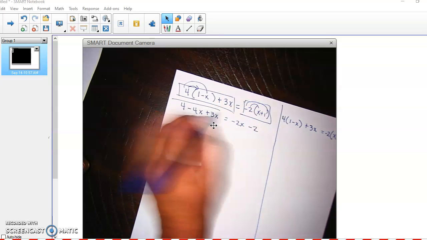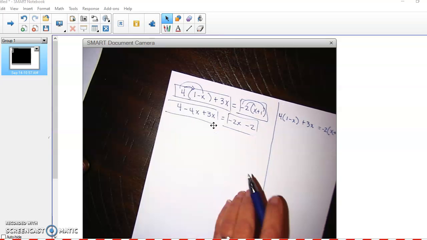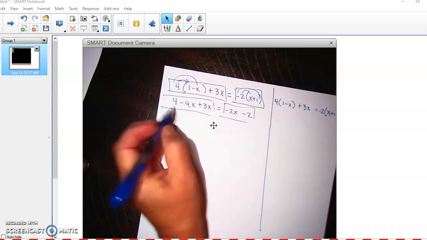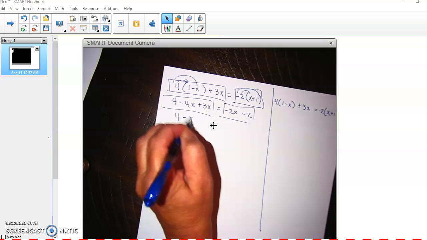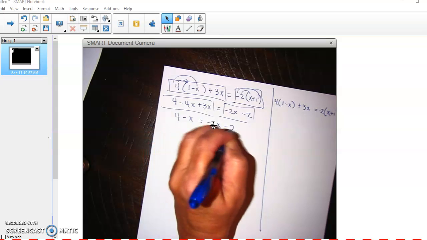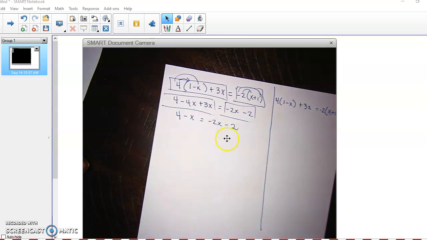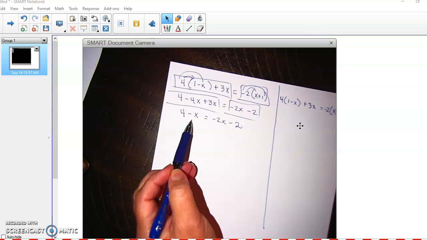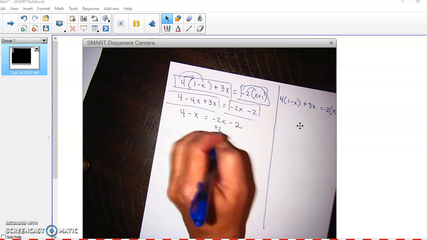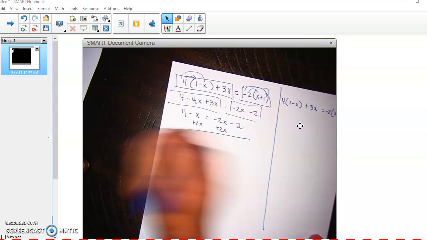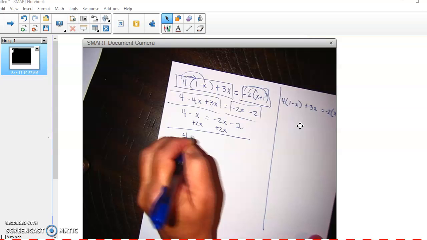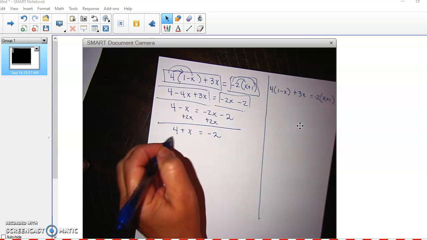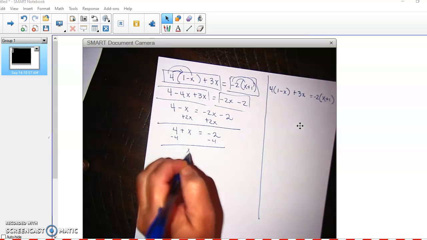Now I'm going to draw my little boxes again and see if there's anything else I can do before I start moving these from one side of the equation to the other. So notice here I can subtract. So I'm going to say 4, and that's going to give me negative x equals negative 2x minus 2. Let's move that little thing out of the way. Okay. Now, I have the choice of moving this x or this one. I'm going to move this one so I have a positive x. So 4 plus x equals negative 2. Now all I need to do is solve for my variable. So I'm going to subtract this 4, and I get x equals negative 6.